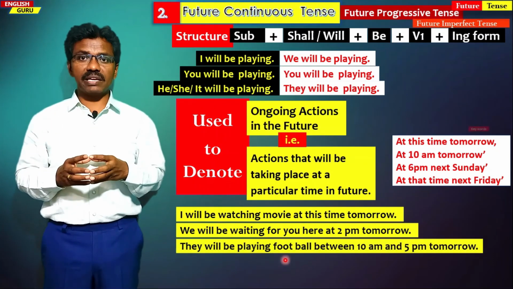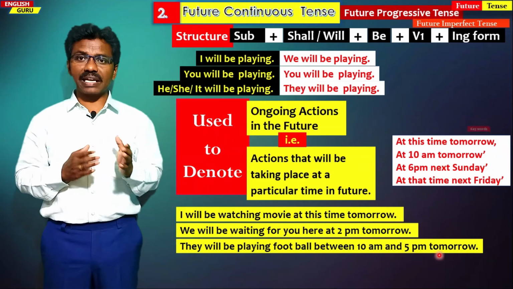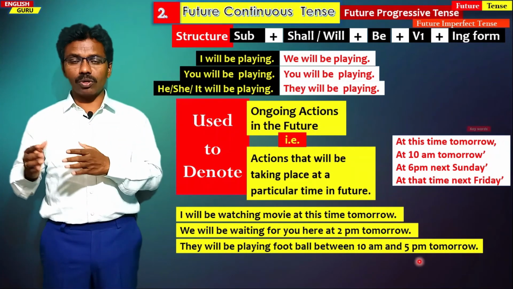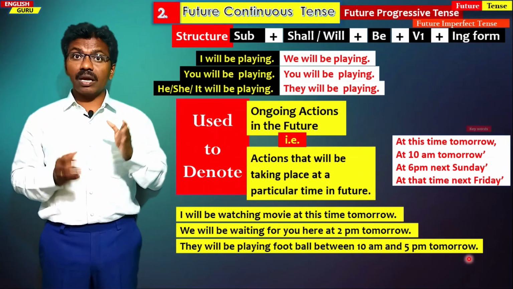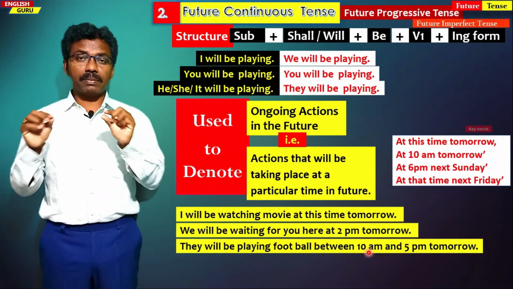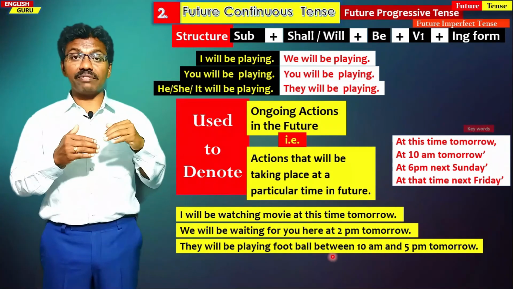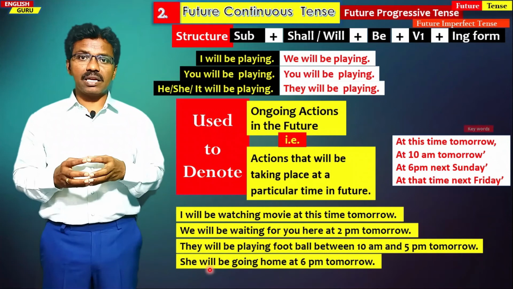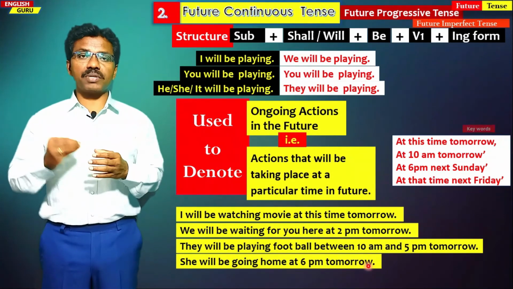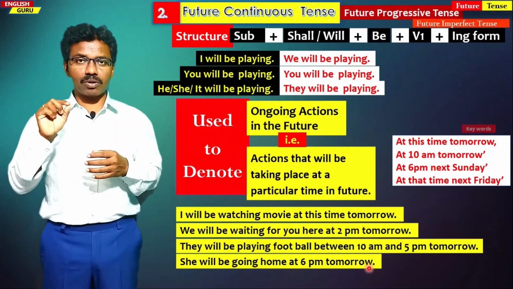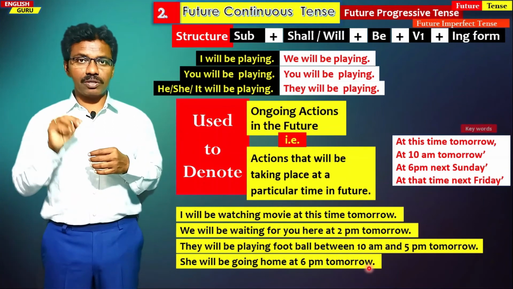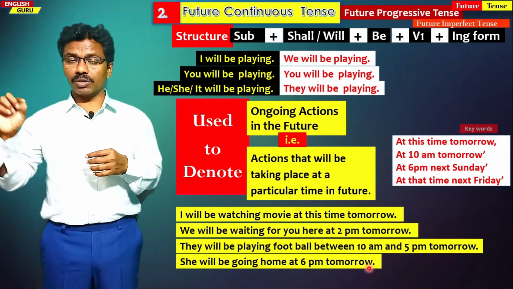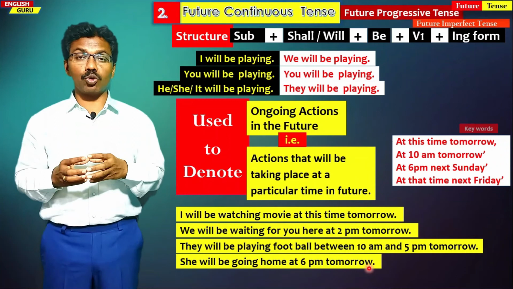In a similar manner, they will be playing football between 10 a.m. and 5 p.m. tomorrow. So from 10 a.m. to 5 p.m. they will be playing football tomorrow. In a similar manner, she will be going home at 6 p.m. tomorrow. At 6 p.m. tomorrow she will be going home. So when you come tomorrow, she will be going. You can see that activity of going.